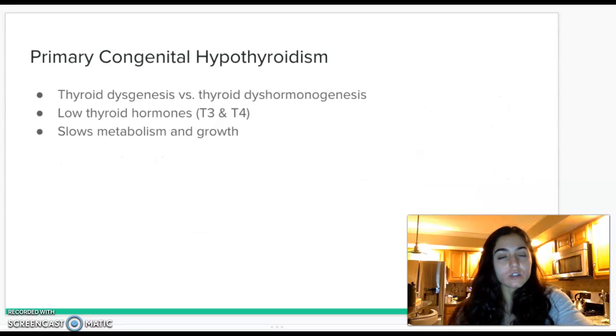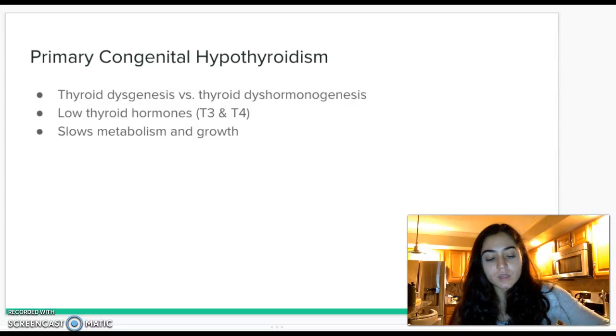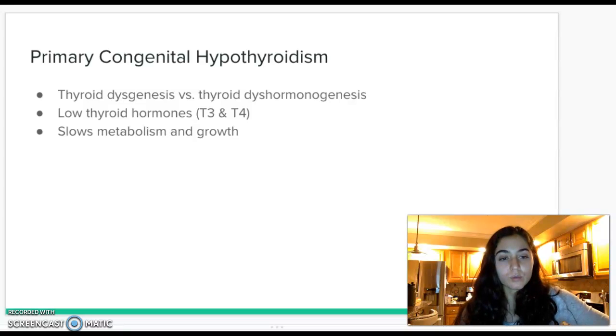So primary congenital hypothyroidism is considered when there are low thyroid hormones, so T3 and T4. There are different types. Thyroid dysgenesis is when the thyroid gland itself does not properly form, it's absent, or it is in the wrong location. Thyroid dyshormonogenesis, which I will be discussing today, is when the thyroid hormones themselves are not being produced correctly.